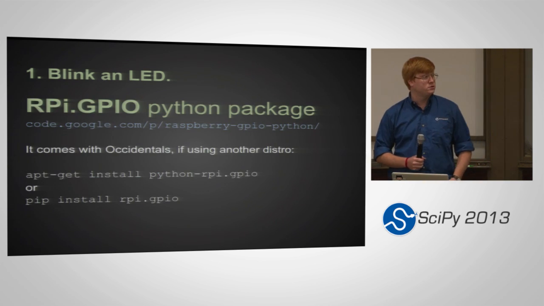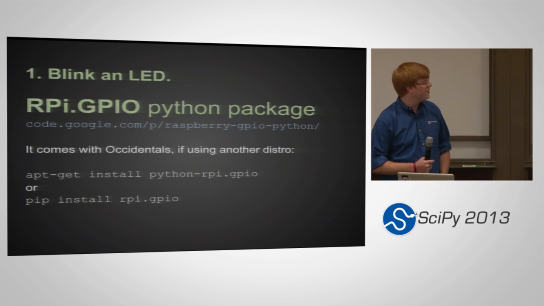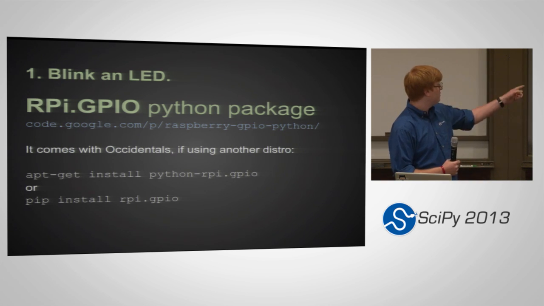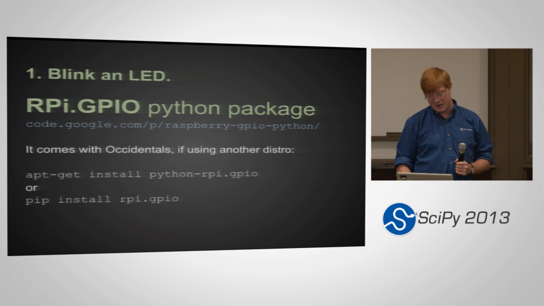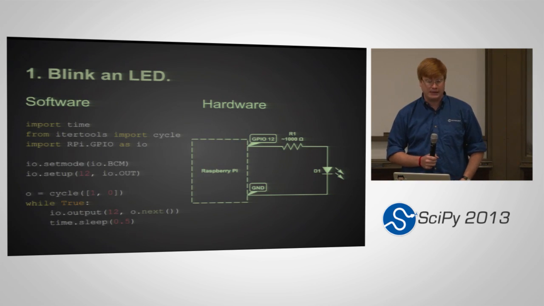So to actually control the GPIO pins, you need this package, which comes with Raspbian. But if you didn't take my advice and you wanted to use your own operating system, you can get it through apt-get or pip. It's on PyPI. So this is it. This is all you need to blink an LED.